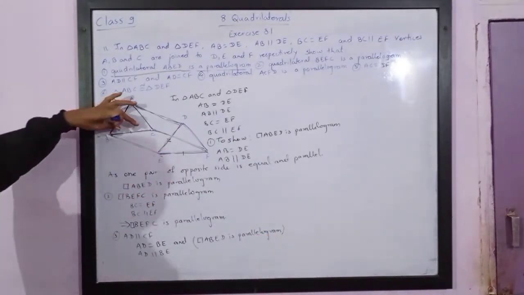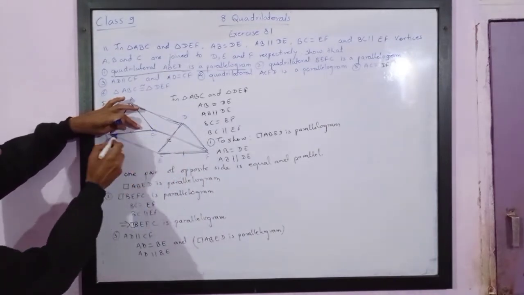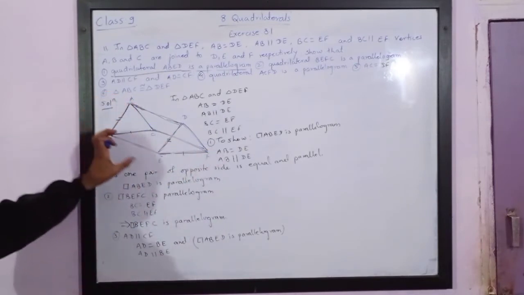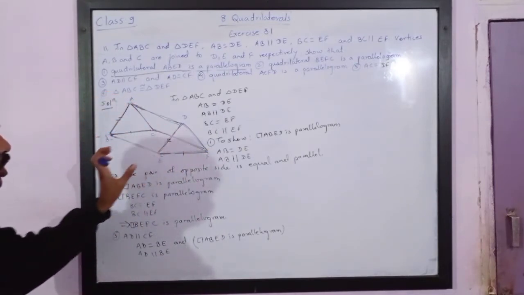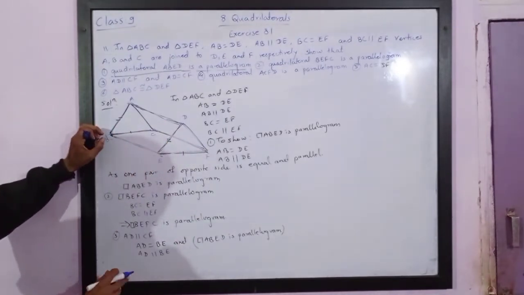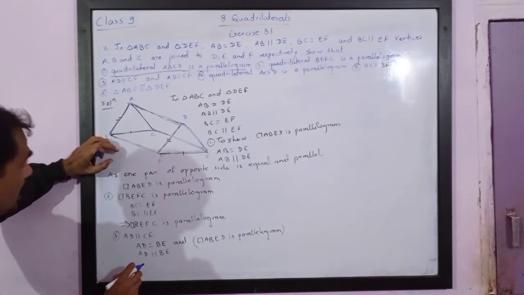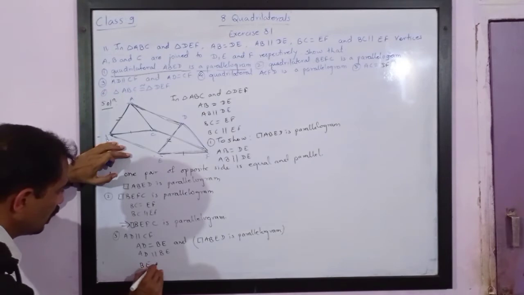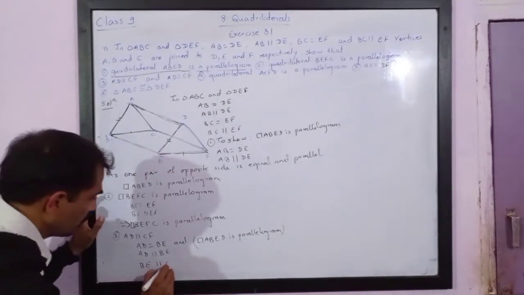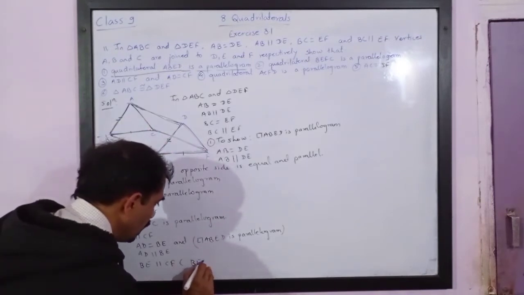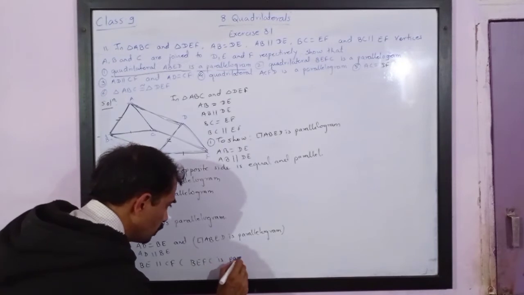Now see, we have said BEFC is a parallelogram. So if BEFC is a parallelogram, it means BE equals CF and BE is parallel to CF. So we can say that BE is parallel to CF. Reason is BEFC is a parallelogram.